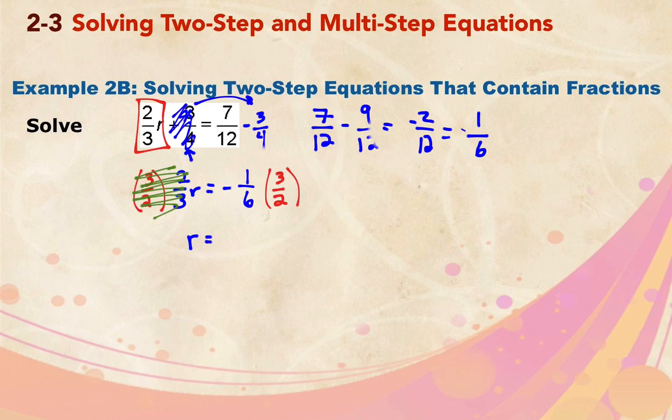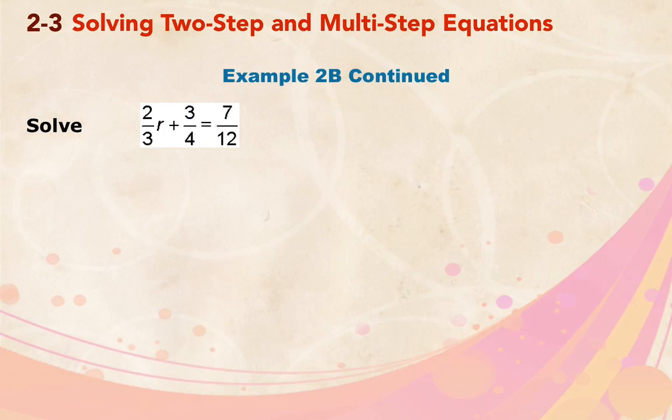Now on the right, I'm just going to multiply across, and I'm going to bring this negative along with it. So negative 1 times 3 is negative 3, and then 6 times 2 is 12. And I can reduce that, 1 and 4. So r equals negative 1 over 4. Those ones are a little bit more complicated, but with some additional practice, I think you'll be just fine.